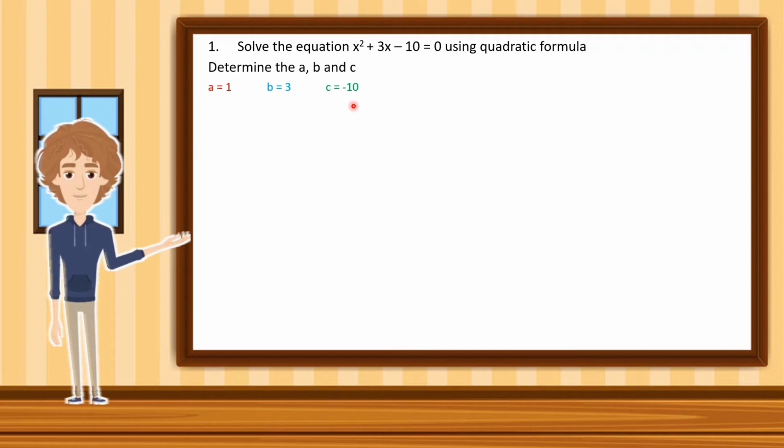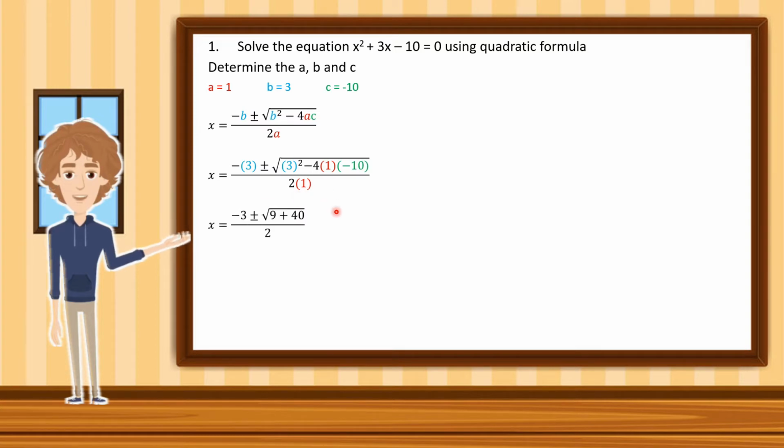And there you go. When we have determined the a, b, and c, let us now substitute them in the quadratic formula. Let us just substitute, and here we go. x is equal to negative 3 plus or minus the square root of 3 squared minus 4 times 1 times negative 10 all over 2 multiplied by 1.